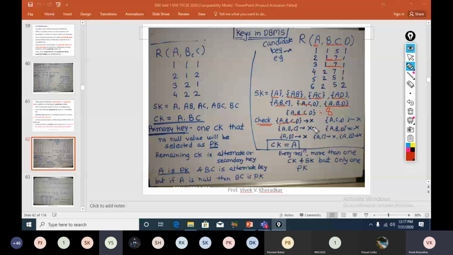A is a super key. Exactly. That's why ACD is also not a candidate key. ABC is also not a candidate key. ABD is also not a candidate key. Even AB is not a candidate key. AC is not a candidate key. So only one choice, which is A. Whether A is a candidate key?